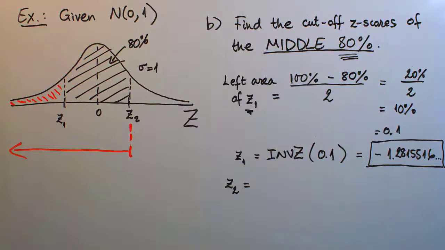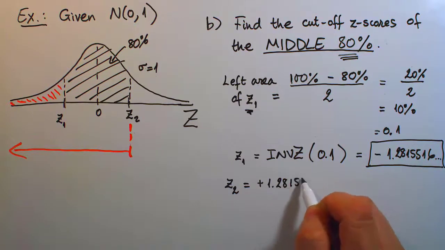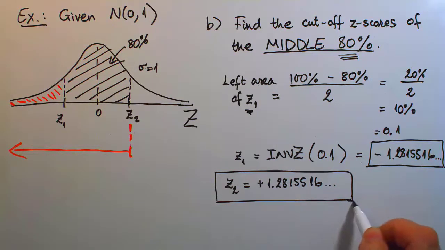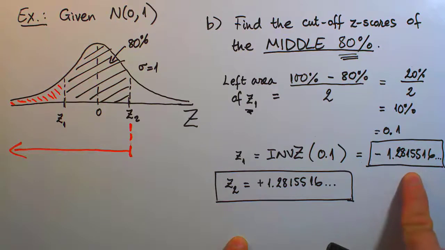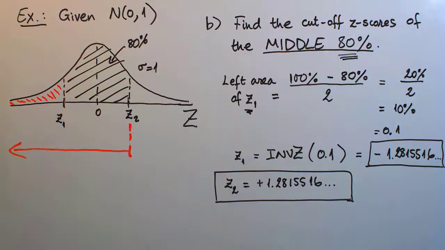From that powerful understanding, we already found Z1, didn't we? So for Z2, the simple trick right here is to flip the sign. The sign now becomes positive 1.28155516, and we found the answer. That's the low cutoff of this middle 80% area, and this is the high cutoff Z-score of the middle 80% area. So what we did here is a cost-effective solution: once we found one value, we can simply flip the sign and get the other one.